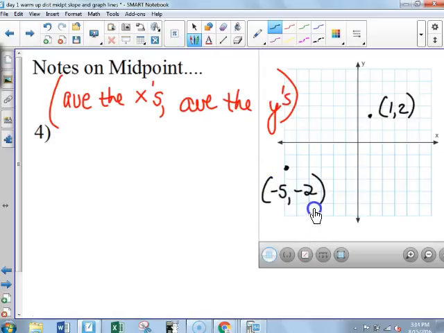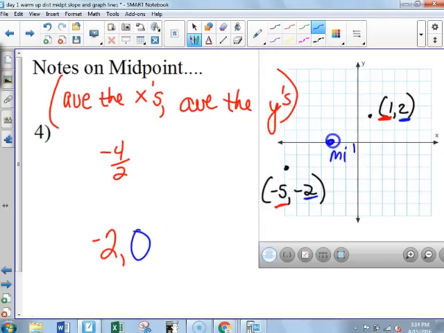Okay, how would I find the midpoint? Add these guys. What's -5 and 1? -4, but I gotta do half that, so it's -2. And then the y's add up to a whopping 0. 0 divided by 2 is 0. It's not undefined, yep. So -2, 0 is right here. Does that look like the middle? Okay.